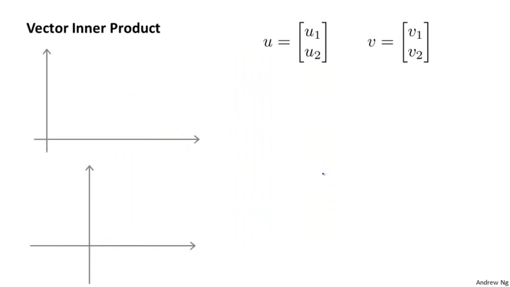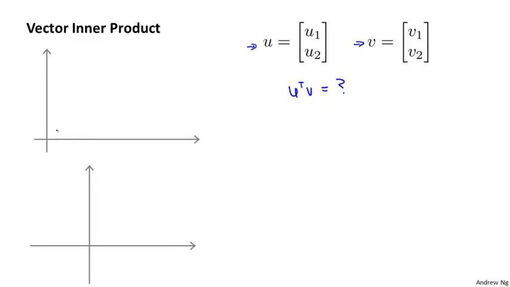In order to get started, let me first remind you of a couple properties of what vector inner products look like. Let's say I have two vectors u and v that look like this, so both two-dimensional vectors. Then let's see what u transpose v looks like. And u transpose v is also called the inner product between the vectors u and v.